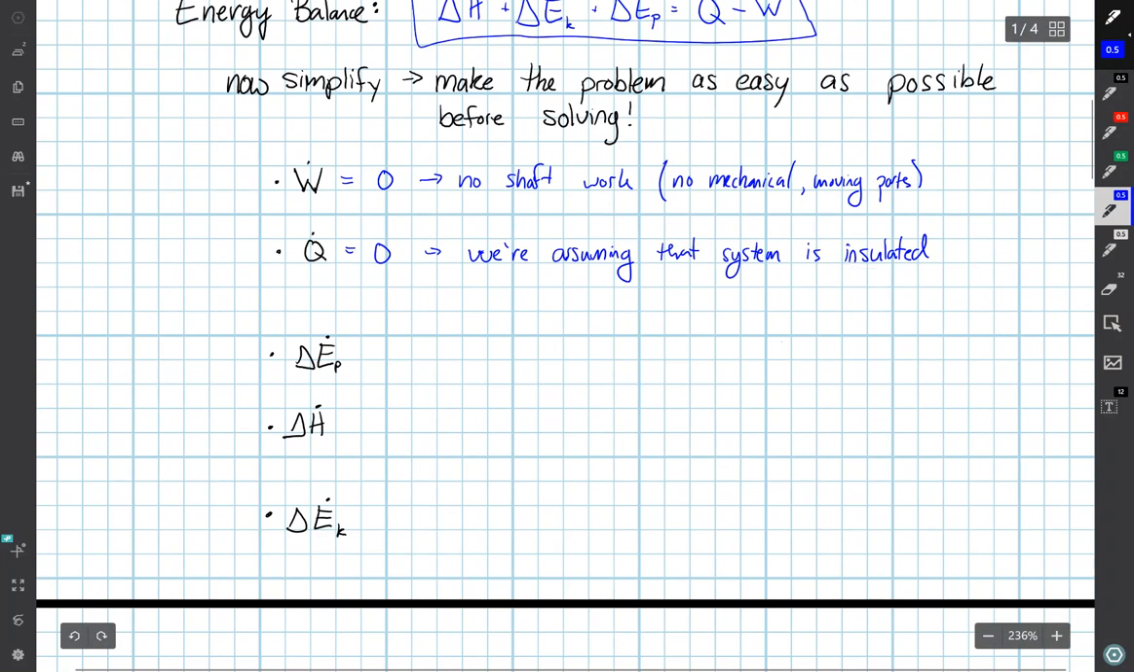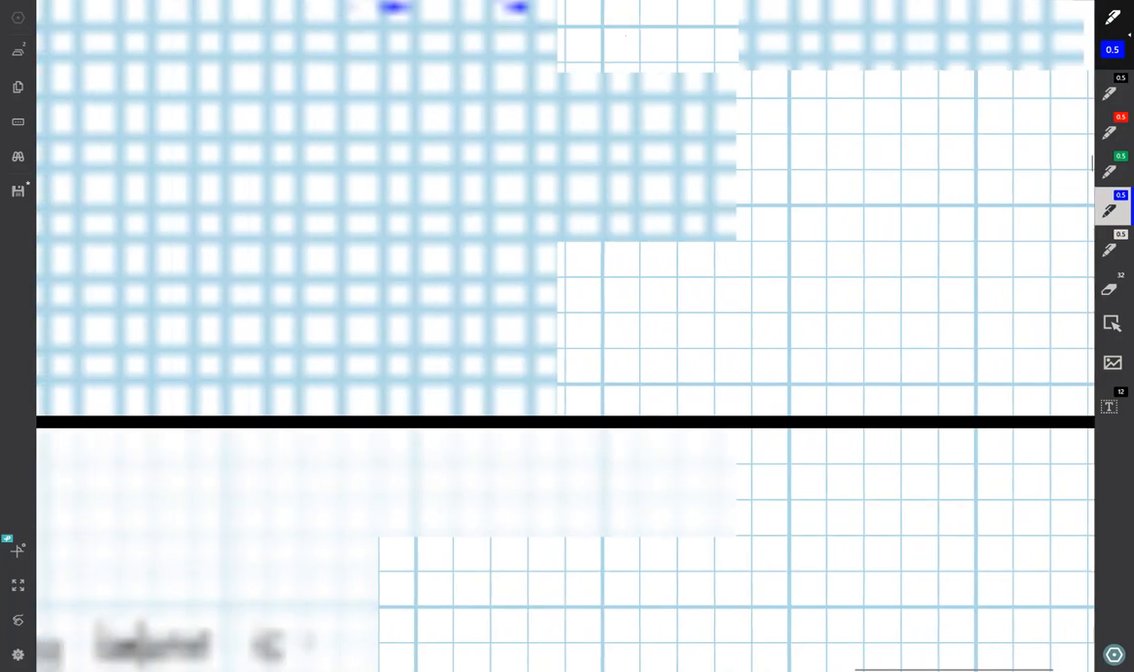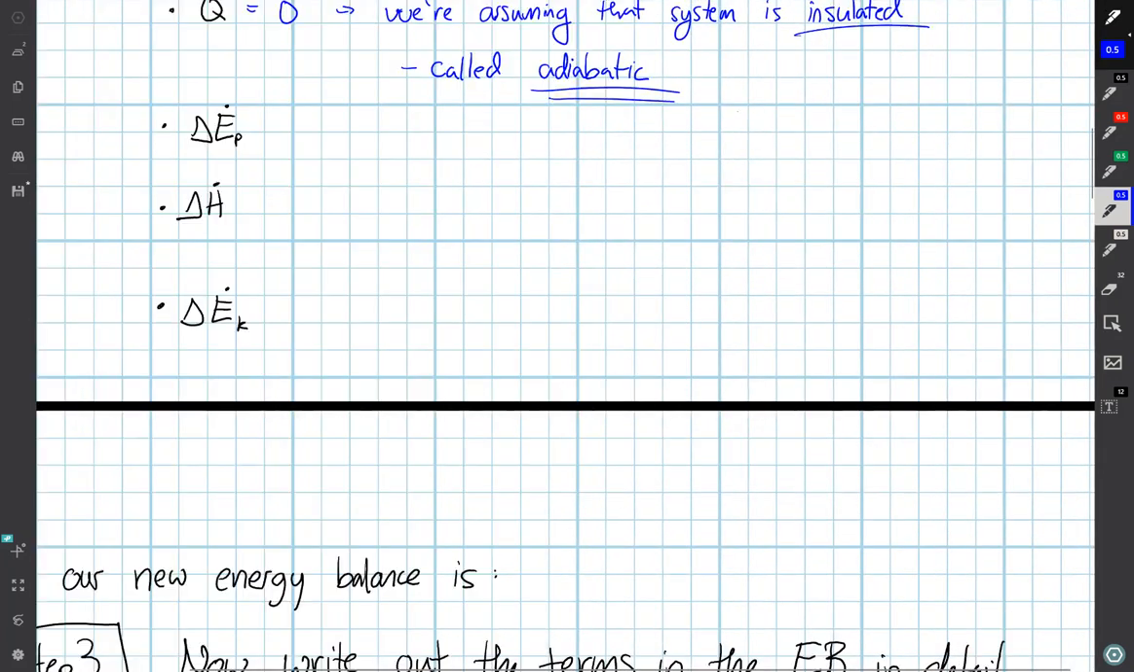A lot of times you'll see pieces of equipment or problems specifically saying the word insulated. That is a keyword that you should key in on and say, oh, that means that the heat transfer is 0. Another way to say that is that we call this a process where Q equals 0. We call this adiabatic. This is a useful term that we're going to continue to use here in thermal: adiabatic. That means Q equals 0.